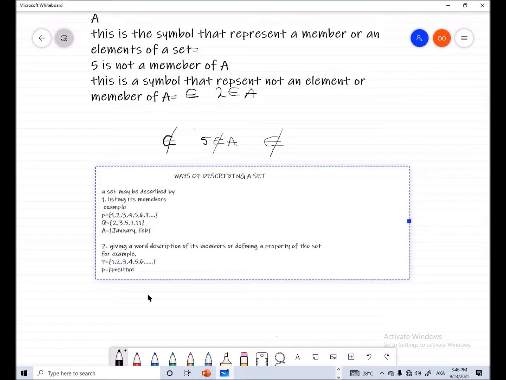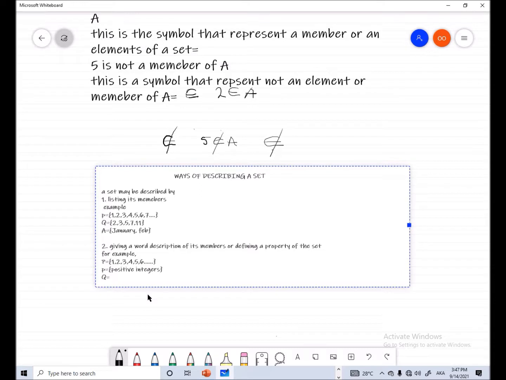Okay, positive integers. You can also choose to be whole numbers. P is a set of whole numbers. You can also say P is a set of natural numbers. Okay, so now let's write the Q again.